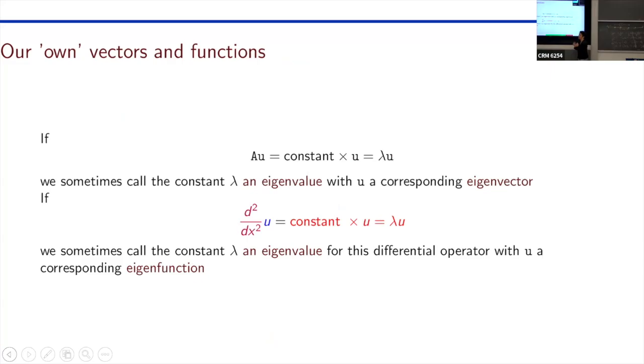We call them our own vectors and our own constants. So this constant is called an eigenvalue, our own value. And U is called an eigenvector, our own vector. It's a standing vector. Similarly, for the differential equation, this lambda is called an eigenvalue, and this is an eigenfunction. Any questions so far?